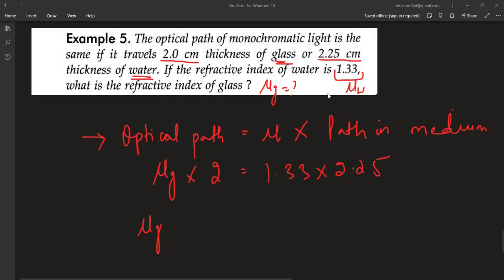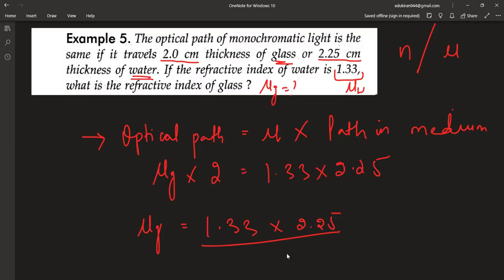Yes, mu is the refractive index. I have told you in the class that refractive index is represented through n or mu. Both the symbols are valid, both the symbols are used. So mu g will be equal to 1.33 into 2.25 divided by 2. This you can solve and let me know what's the answer. Write it. One more question from this.